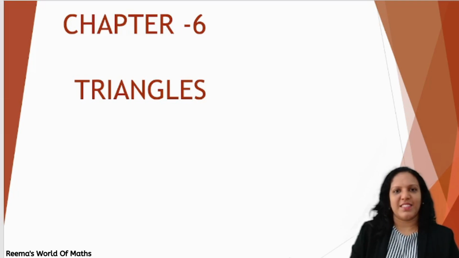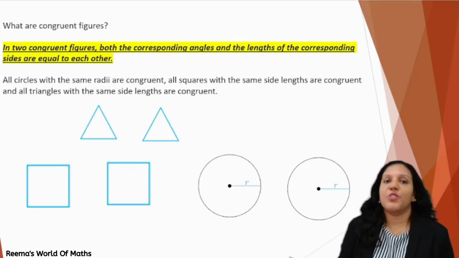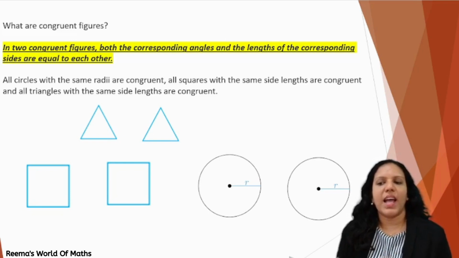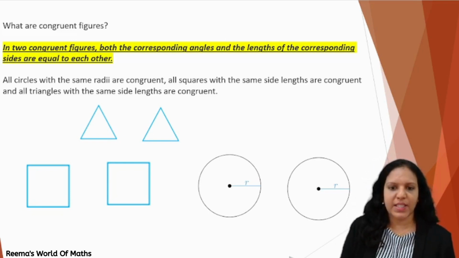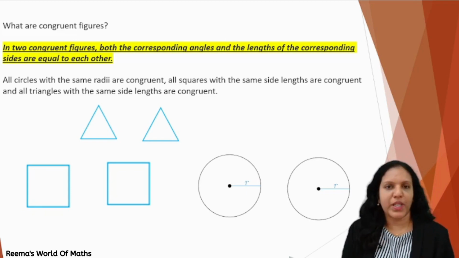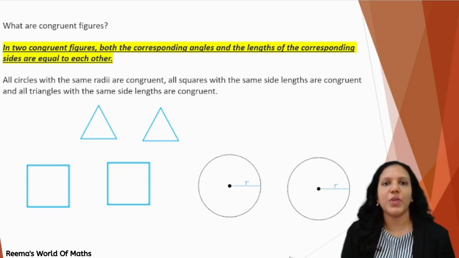So let's start. What are congruent figures? We have learned this in our previous classes. In two congruent figures, both the corresponding angles and the lengths of the corresponding sides are equal to each other. So we say two figures are congruent when their corresponding angles and corresponding sides are equal. The size and shape need to be equal.